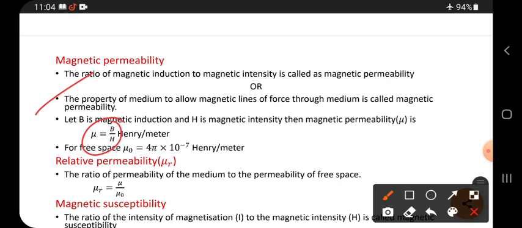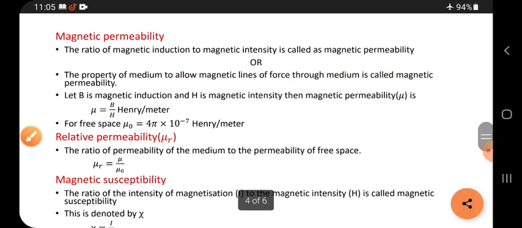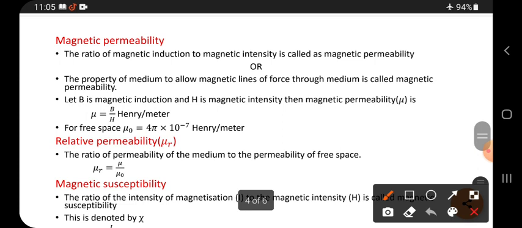Our next definition: the property of a medium to allow magnetic lines of force through it is called magnetic permeability. Like this also we can define. Let B be the magnetic induction and H the magnetic intensity, then magnetic permeability is mu equals B by H. Its unit is Henry per meter. For free space, instead of mu we write mu naught, and its value is 4π times 10 to the power minus 7.